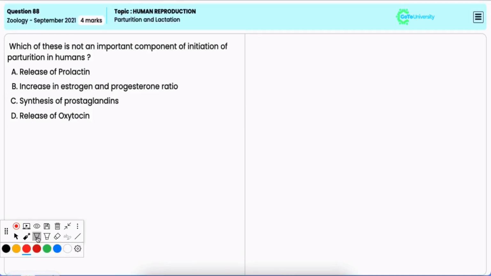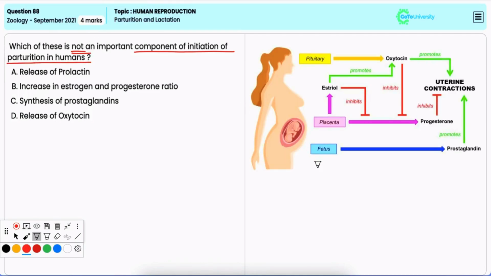In this question, you have to identify the component which is not important for initiation of parturition in humans. Now, parturition, which is the process of giving birth, involves the expulsion of the fully developed fetus, and this natural process is regulated by a complex neuroendocrine mechanism.